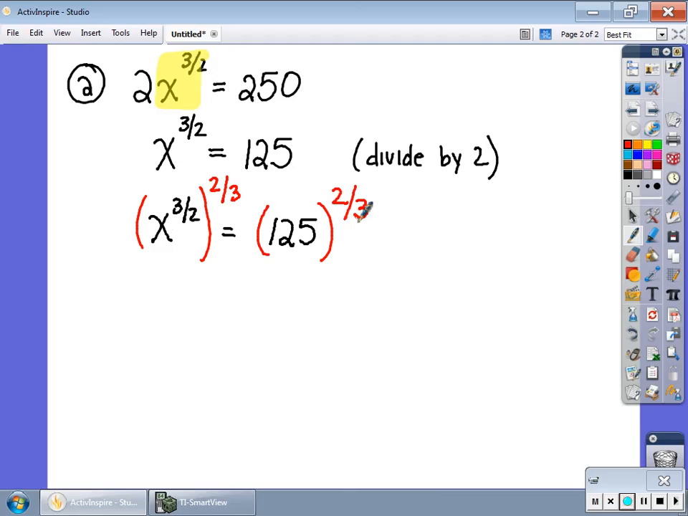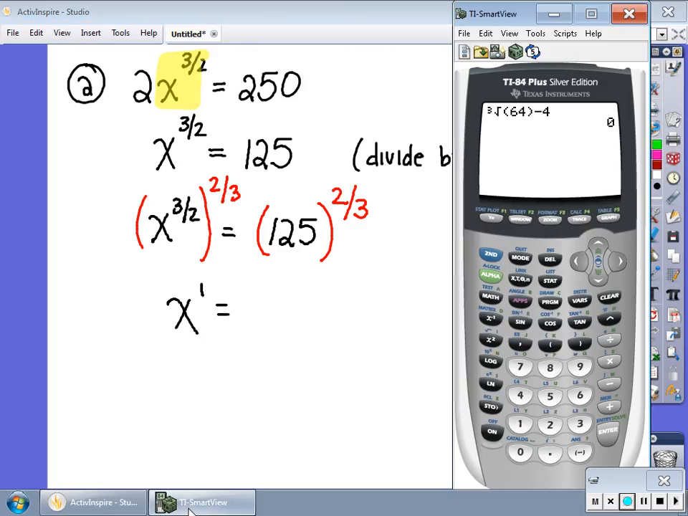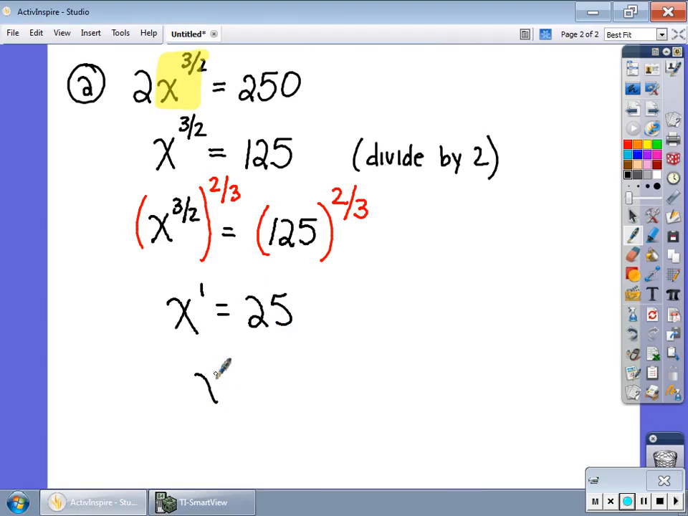And so what happens is, remember what our rule is here, you would multiply 3/2 times 2/3. Well, the 3/2 times the 2/3, what we're going to be left with is x to the 1st power is equal to 125 to the 2/3 power. Well, I know that that's 25 because the cube root of 125 is 5, raised to the 2nd power is 25. But if we go to our calculator, we can easily see that 125 caret, and then 2 divided by 3. We hit enter, and we get our 25 right there. And so x is equal to 25.